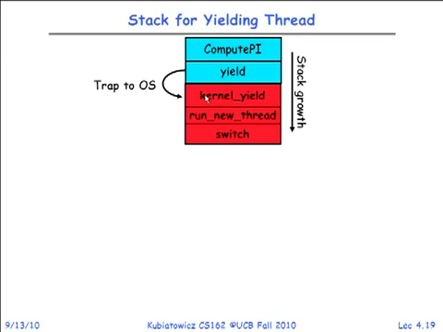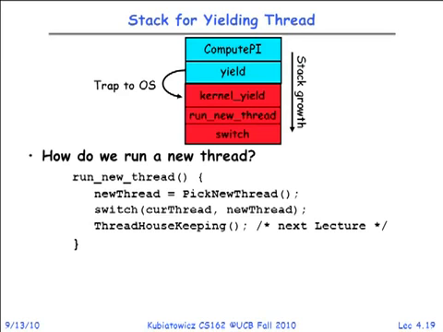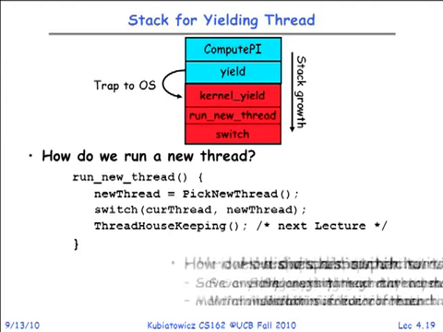Okay. So how do we run the new thread? Well, this run new thread procedure picks a new thread, switches the new thread with the current thread, does some thread housekeeping, which we'll talk about next lecture, and that's it. Once again, that's all that it does. Now, obviously, there must be more. So what is switch doing? How do we switch to a new thread?